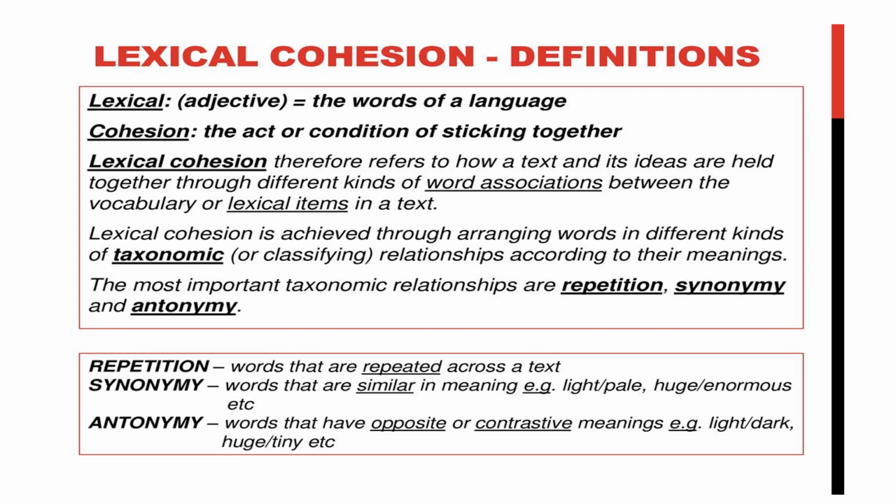Repetition means words are used repeatedly. In the first sentence, a word is used, and in the next sentence, that word, or that particular term, or the name of a particular person or place, is used again as it is, if it is necessary. That's called repetition. Synonymy is words that are similar in meaning, like light, pale, or huge, enormous, etc. Many things we can understand in this category. Antonymy is opposite words, as we have discussed a lot in our previous lectures. So light, dark, huge, tiny, etc.